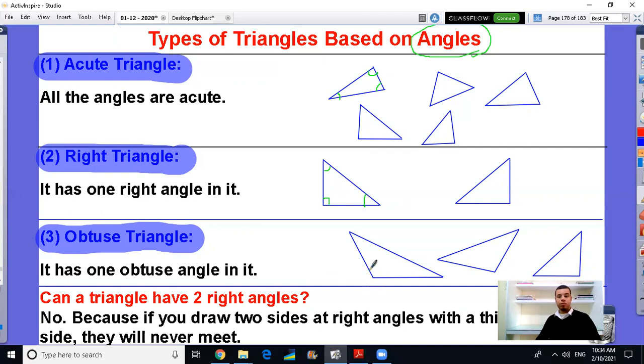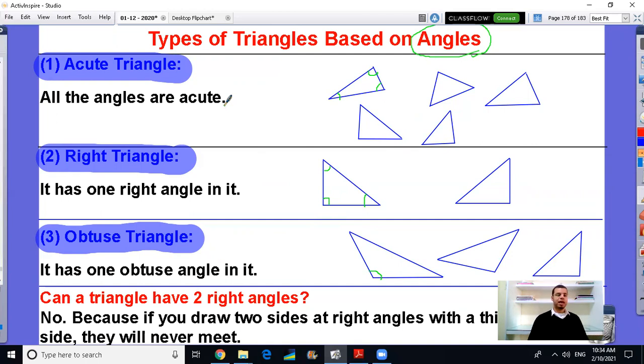If it has only one obtuse angle, then it is called an obtuse triangle. Even if the other two are acute, the other two are always going to be acute, and only one is going to be obtuse, so it's an obtuse triangle. And if only one is right, then it's a right triangle. If all of them are acute, no right, no obtuse, it's an acute triangle.